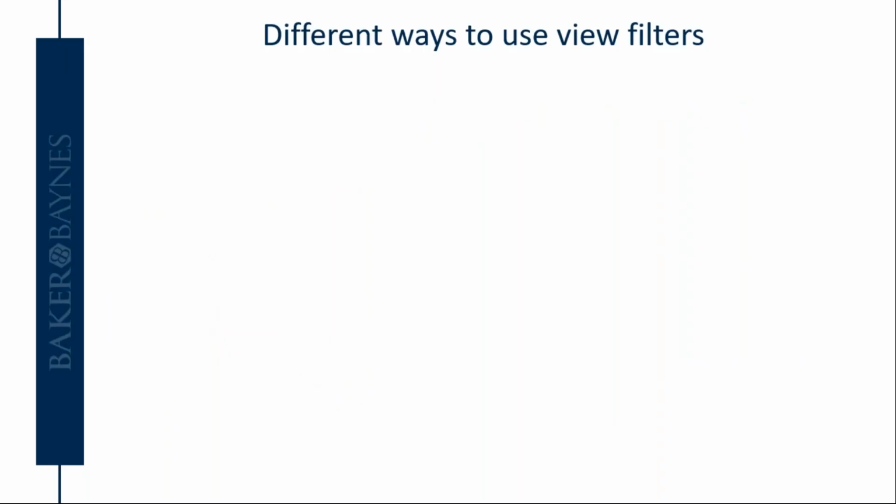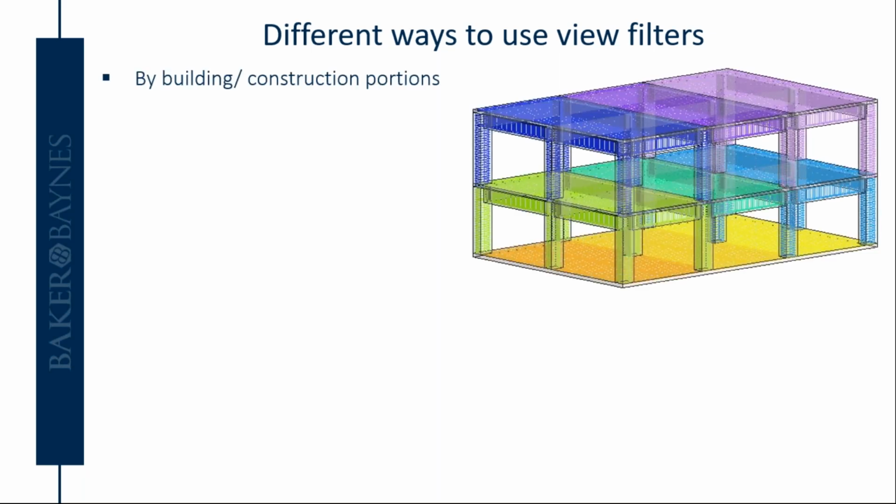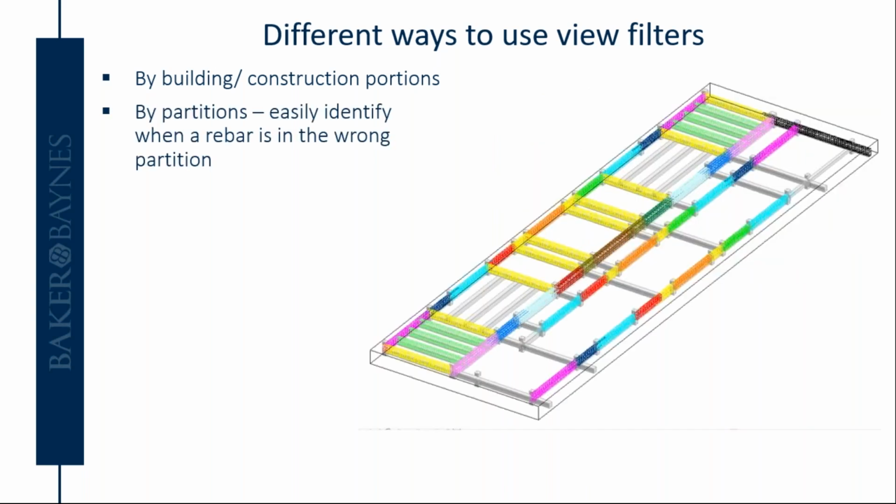Okay, so there are different ways to use view filters. What you've seen on the screen so far is using the view filters according to the size of the bar. But another way that you can do it is also according to the building or construction portions. So if portions of this building were, say, a modular building, and you want to indicate the different sections, you can do that as well. And this gives you a nice visual representation.